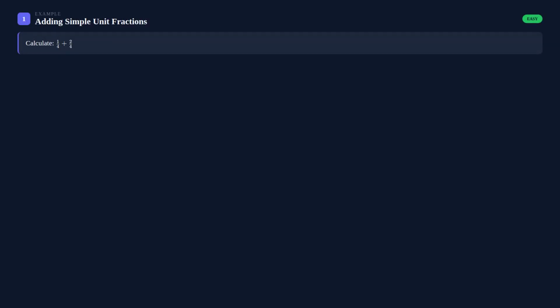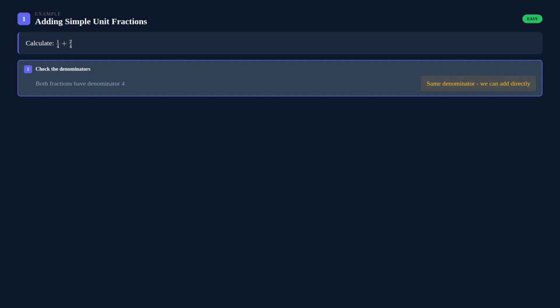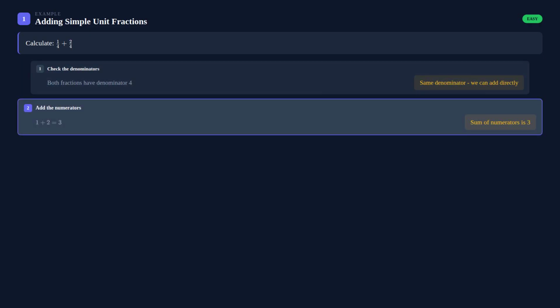Example 1. Adding simple unit fractions. Let's look at calculate 1/4 plus 2 over 4. Step 1. Check the denominators. Both fractions have denominator 4. This gives us same denominator. We can add directly.